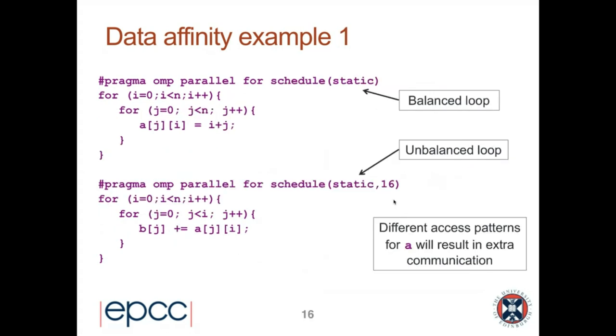So, fixes. Let's go back to the previous case. The fix here, for example, would be to recognize that I need a particular access pattern to A to balance the second loop. Therefore, I will use the same access pattern in the first loop. So in order to get better data affinity in this case, what I could do is apply schedule static 16 to both loops.